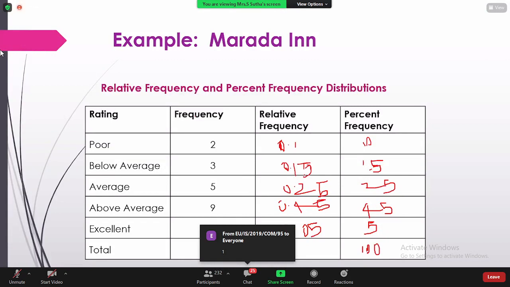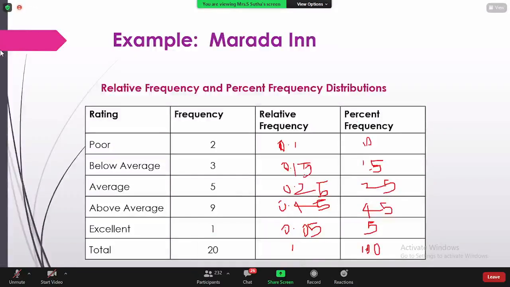So when we add the frequencies, we get the total number of observations. When we add the relative frequencies, we get 1. When we add the percent frequencies, we get 100. The relative frequency is the proportion of the total frequency for a particular class. The percent frequency is the percentage of the total observations for a particular class, right?